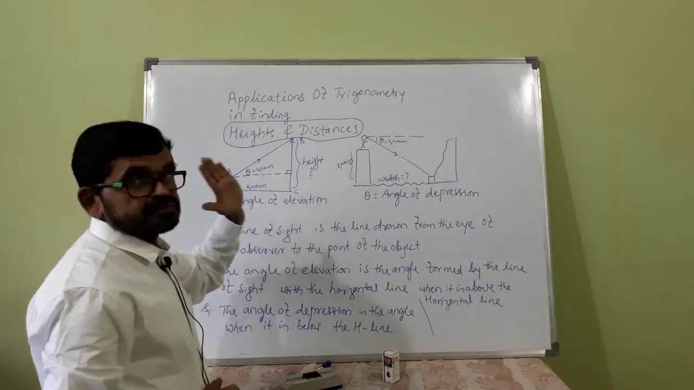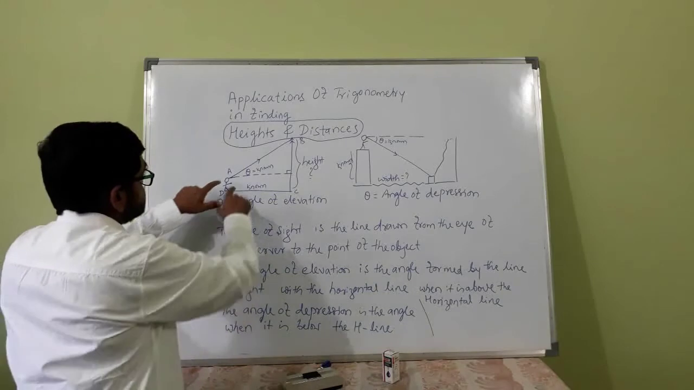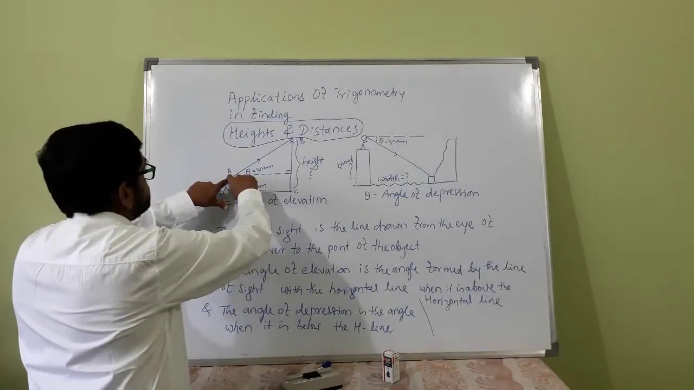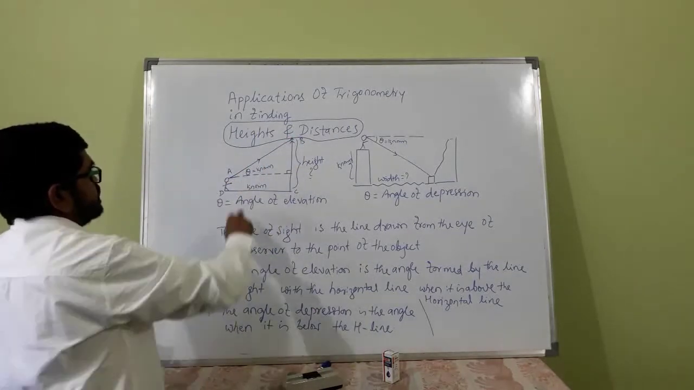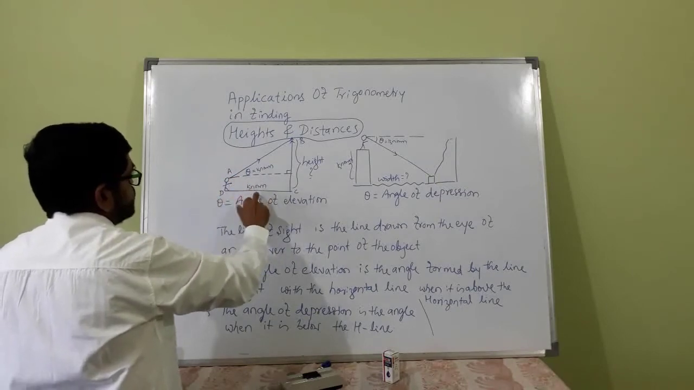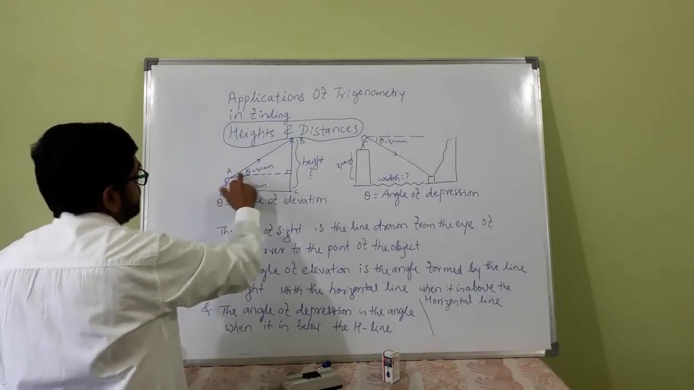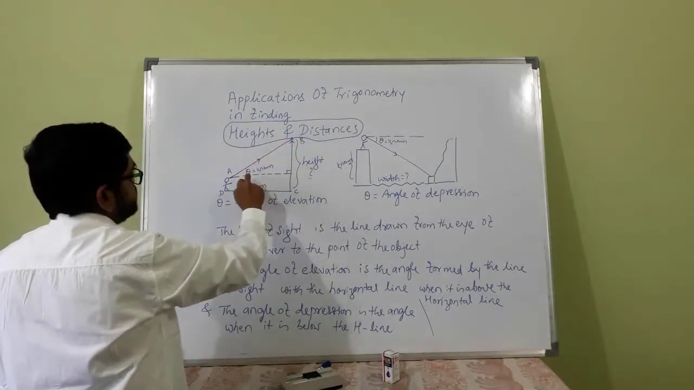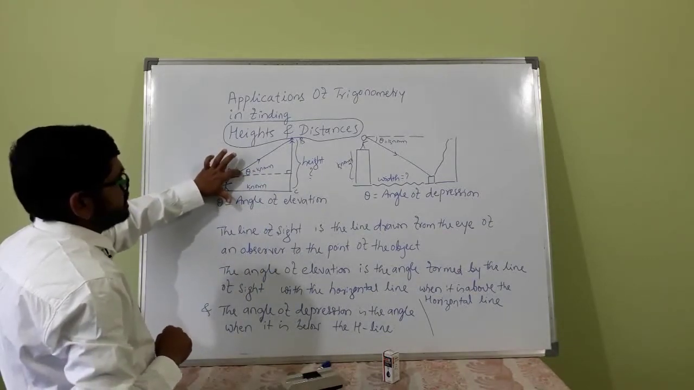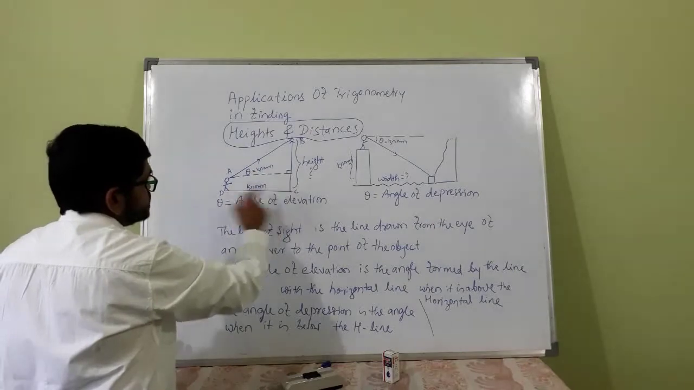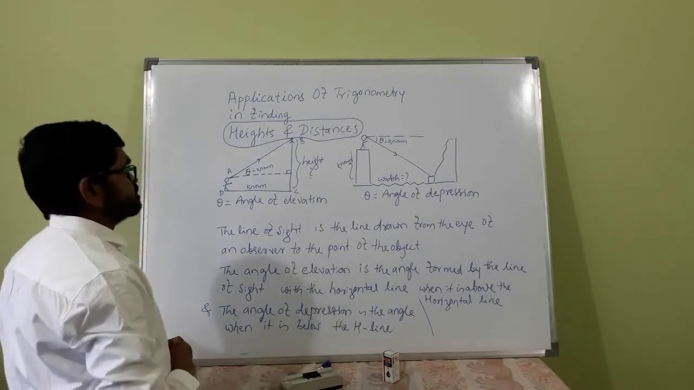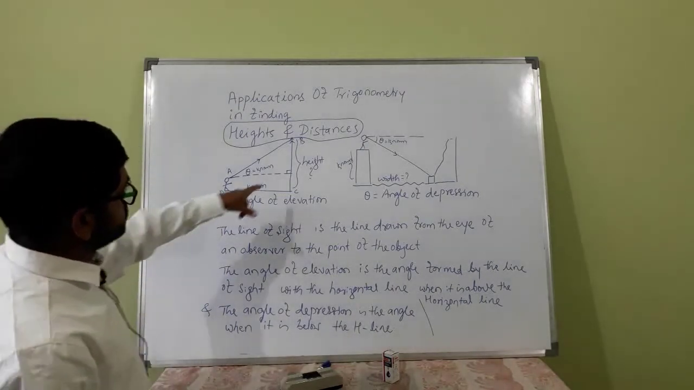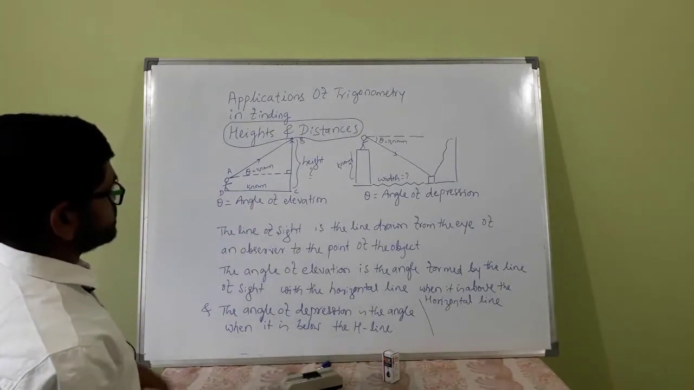It should be perpendicular. Okay, see here, this line from his eye to the top of the object is called the line of sight, and this line is parallel to the horizontal line. The angle made by this line of sight with the horizontal line is the angle of elevation. Here this angle and this distance are known. Then we can find the height by using tan theta. Tan theta is equal to opposite side by adjacent side.